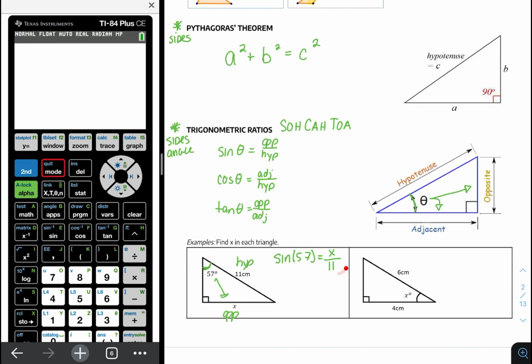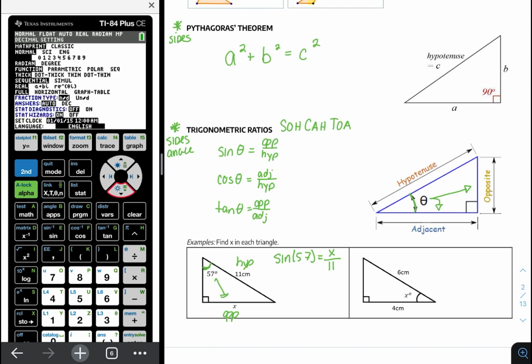Now, super important, make sure your calculator is in degrees. Right now, my calculator, you notice it is in radians. So make sure if that is your case, that you change your mode into degrees.